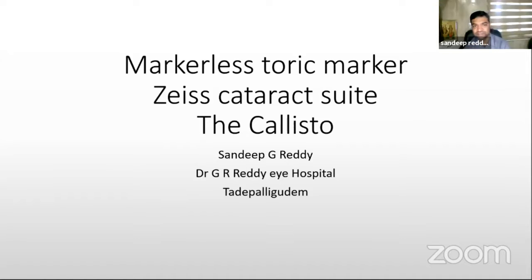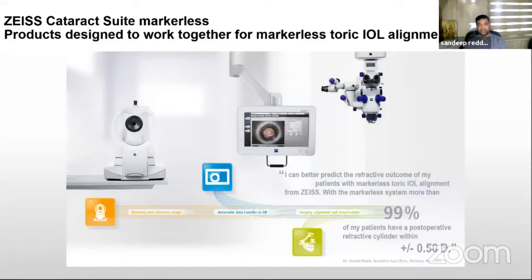I hope my screen is visible. Today I'm talking about the markerless toric marker using the Zeiss cataract suite, the Callisto. In my practice, when I started phacosurgery, I was always very apprehensive about correcting astigmatism. About 50% of outpatients have some kind of astigmatism before cataract surgery, which I think it is becoming mandatory for most of us to correct. But there is always an apprehension whether, if you do a manual toric surgery, we can give the patient the ideal results or not.